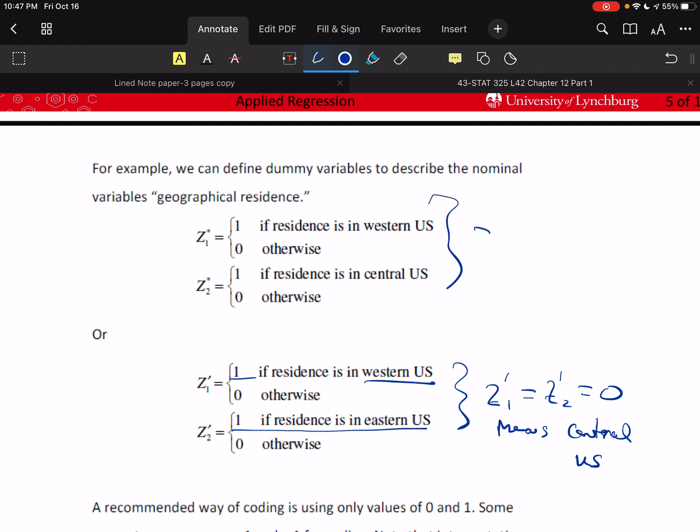Here, Z1 star equals Z2 star equals 0 means eastern US. So which one you choose to be the 0, 0 case is usually the one that we call the baseline, that we don't care very much about. It's the one that we assume, such as with education, we put the baseline as high school education, okay?